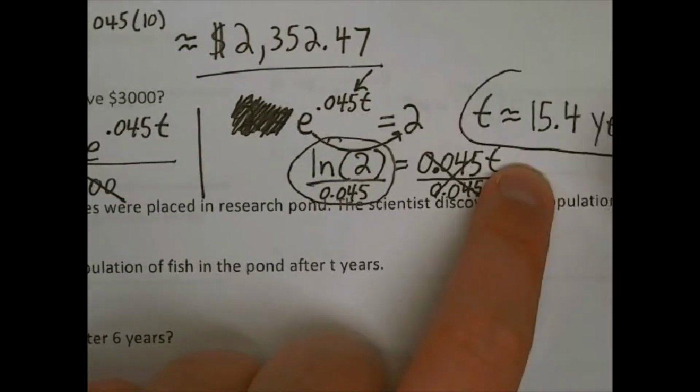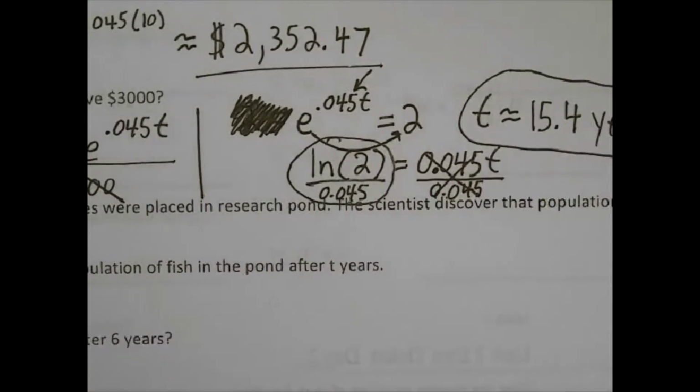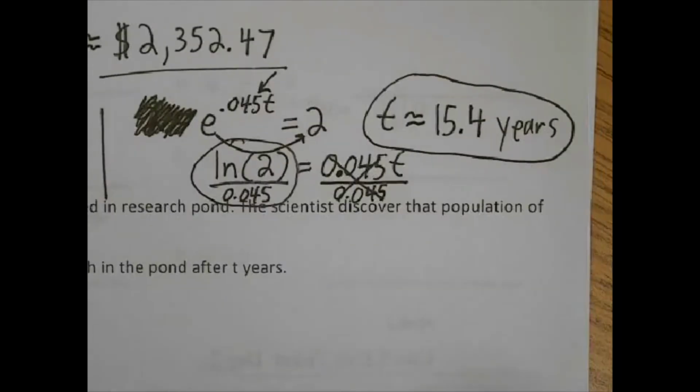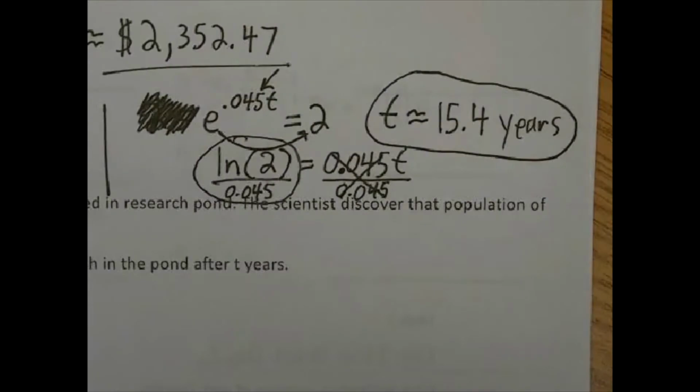So we're using our knowledge about logs to solve this problem. So natural log of 2 over 0.045, and then you get your amount of years.